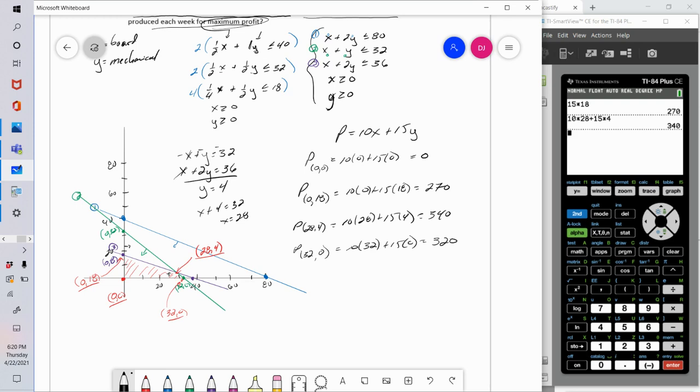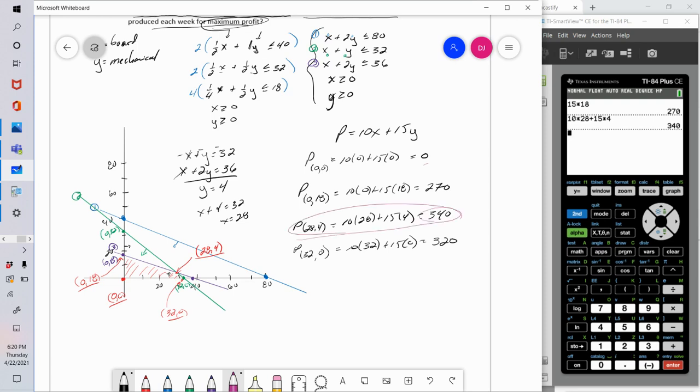$320. Now, it seems silly, and often I'm asked, do I really have to do the profit if I make 0? You really need to show what the profit would be for each of the critical points, for each of the corner points. You really need to check that out and demonstrate that. Now, notice that the maximum profit occurs at $340.